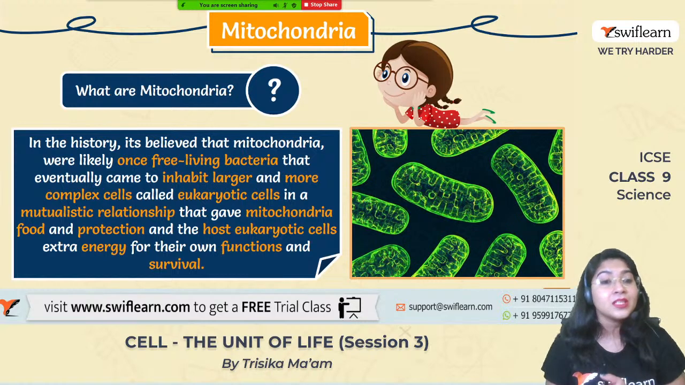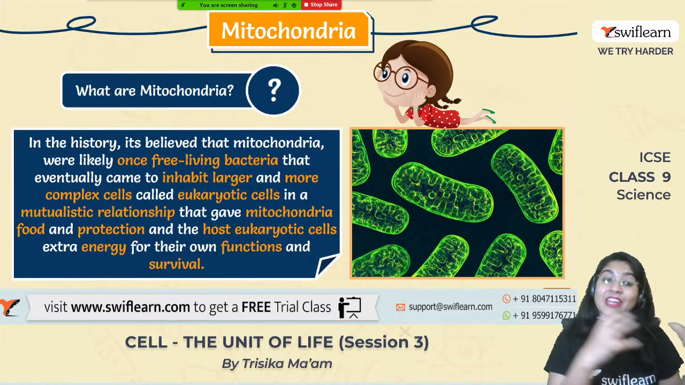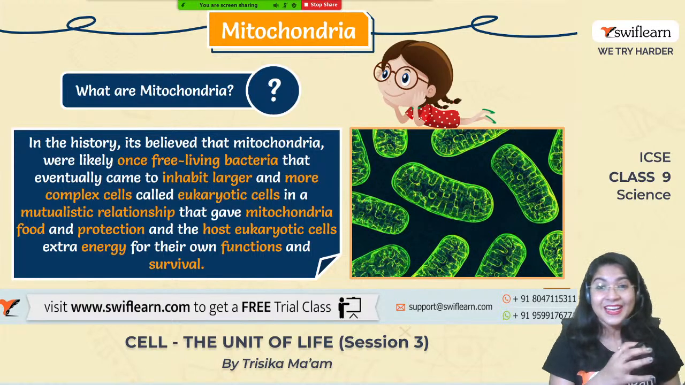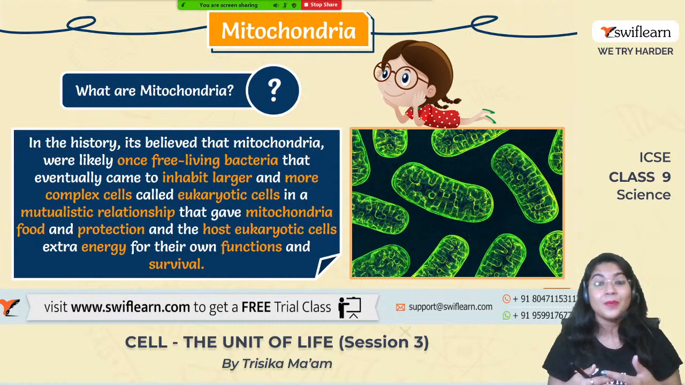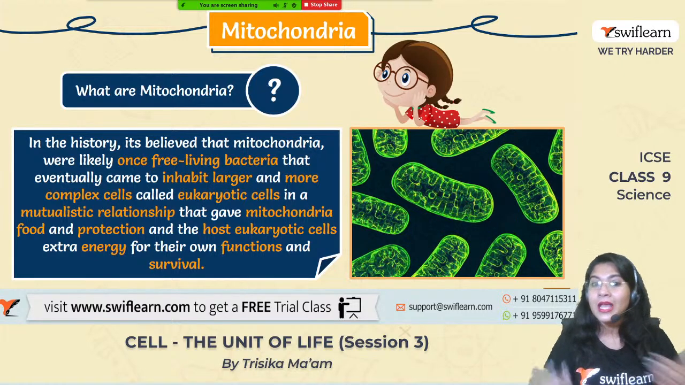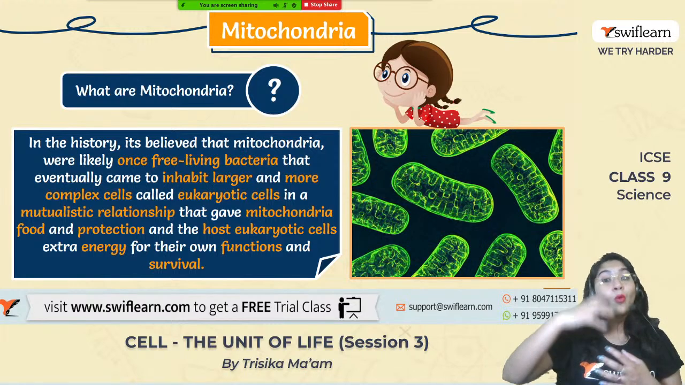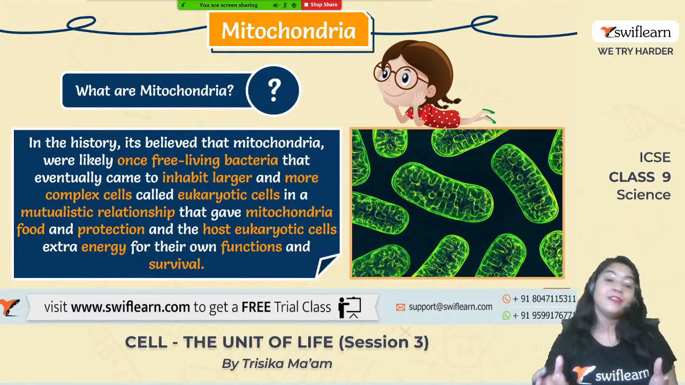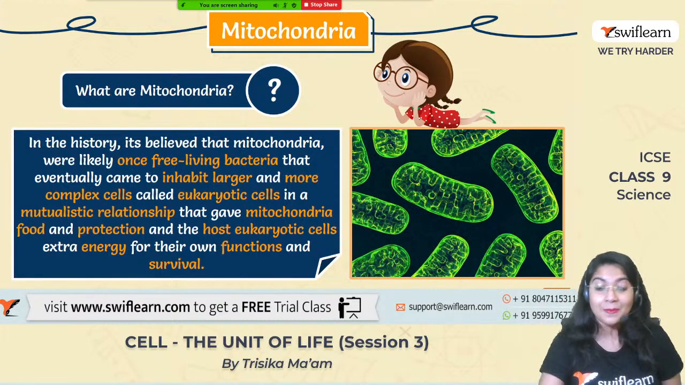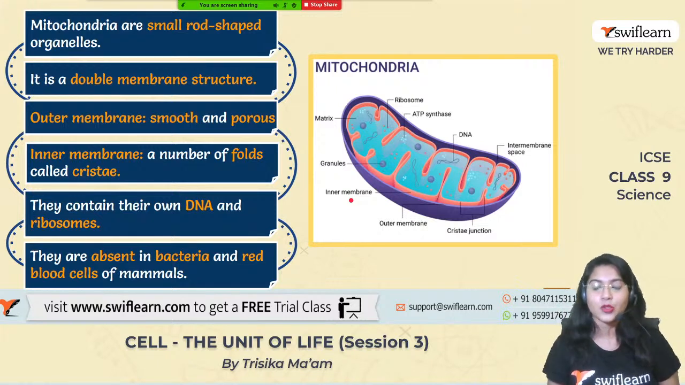So what happened in this mutual relationship? The mitochondria provide the energy to the cell, and the cell started providing the food and protection to the mitochondria. So this type of mutual benefit they are getting from one another, and both of them were capable of performing the whole function and the survival. Survival of all the living organisms was done by this. So, got the story of mitochondria? Yes? Okay. So, let us now focus on the structure of mitochondria.